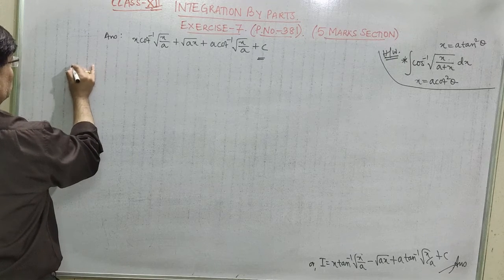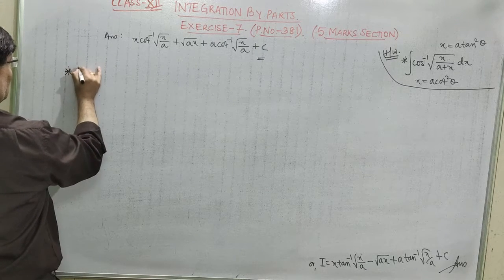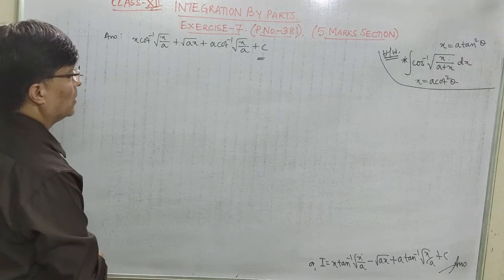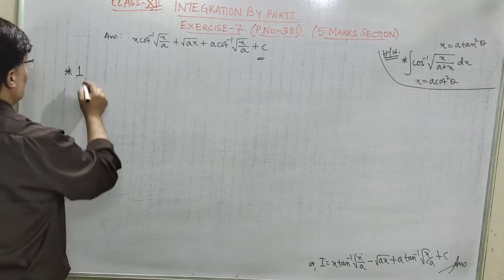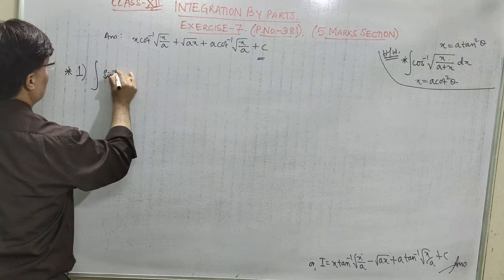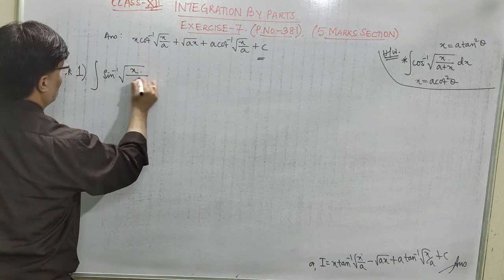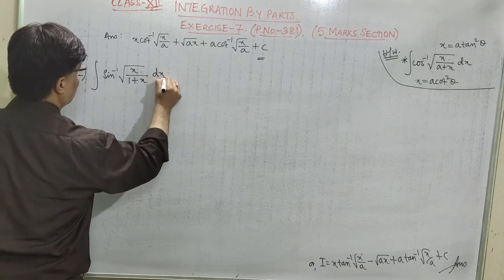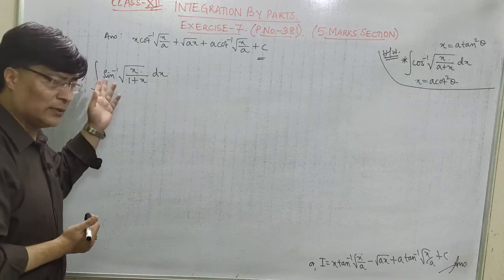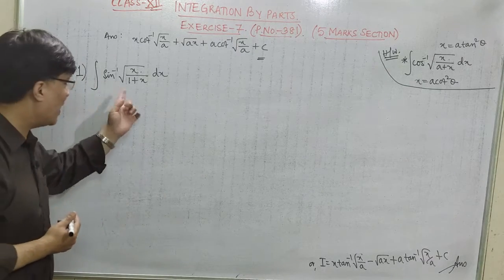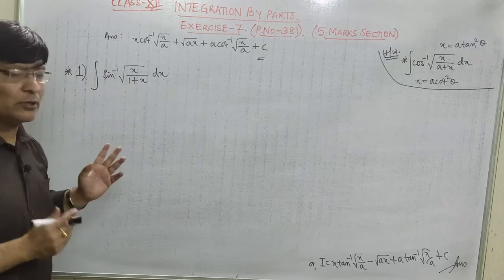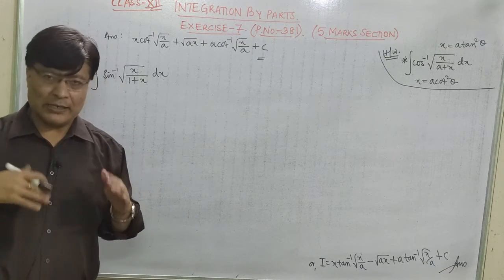That is, let us write it as star 1, but this is not from your book. So number 1 is integration of sine inverse root over x upon 1 plus x dx. Instead of a there is 1. You may get a question like this. You may have 1 instead of that a. So this is sine inverse root over x upon 1 plus x. I'll give you the hints only. I'll give you the answer only.